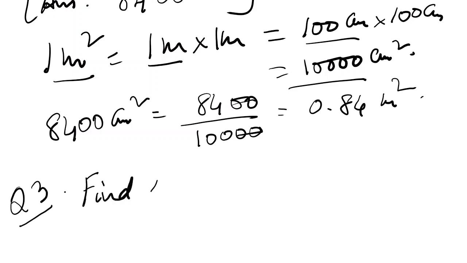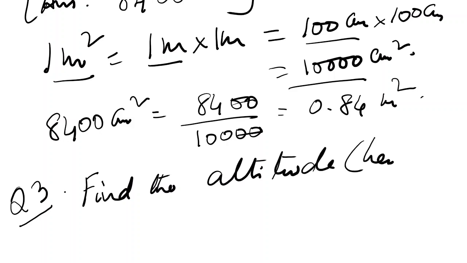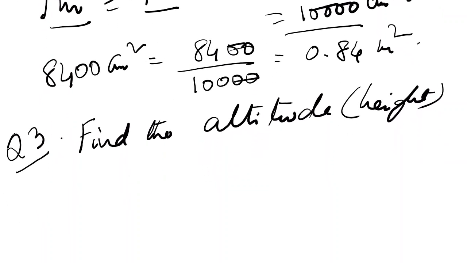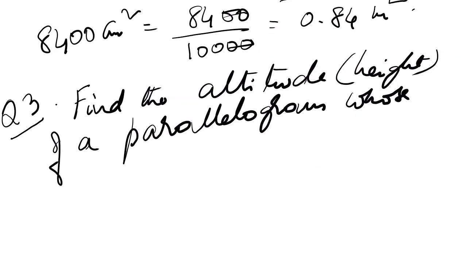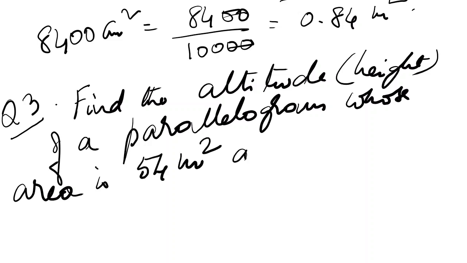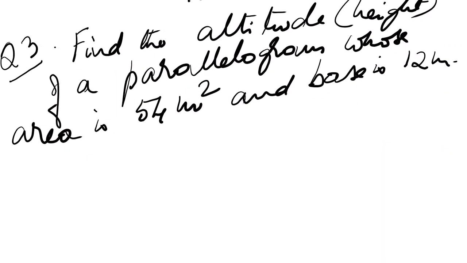Find the altitude. I told you altitude means height. Altitude is another word for height. Find the altitude of a parallelogram whose area is 54 meter square and base is 12 meter. Okay, so area is given, base is given, you have to find out the height.